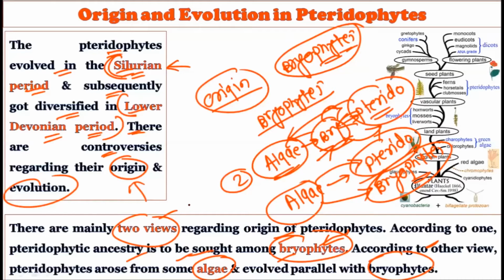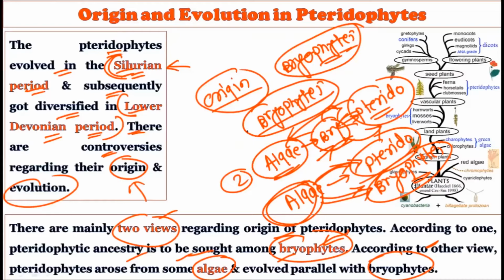So according to the first viewpoint, the pteridophytes on the evolutionary line got created straight away from the Bryophytes, but according to the second view, the algae is responsible for giving rise not only to the Bryophytes but also to the pteridophytes in a parallel evolution. That is, the pteridophytes and Bryophytes co-evolved together from the algae. This is the second viewpoint, and around these two viewpoints the origin and evolution of pteridophytes revolves. So whenever we talk about the pteridophytes, there are mainly two views regarding their origin.